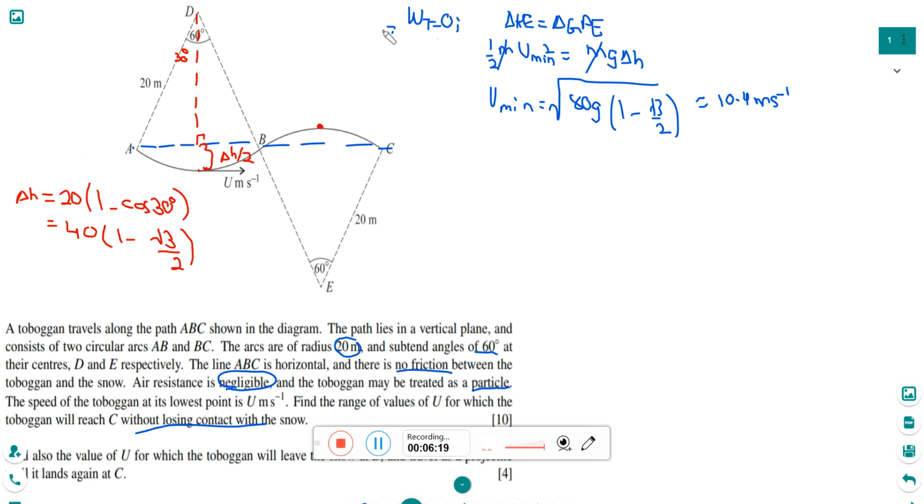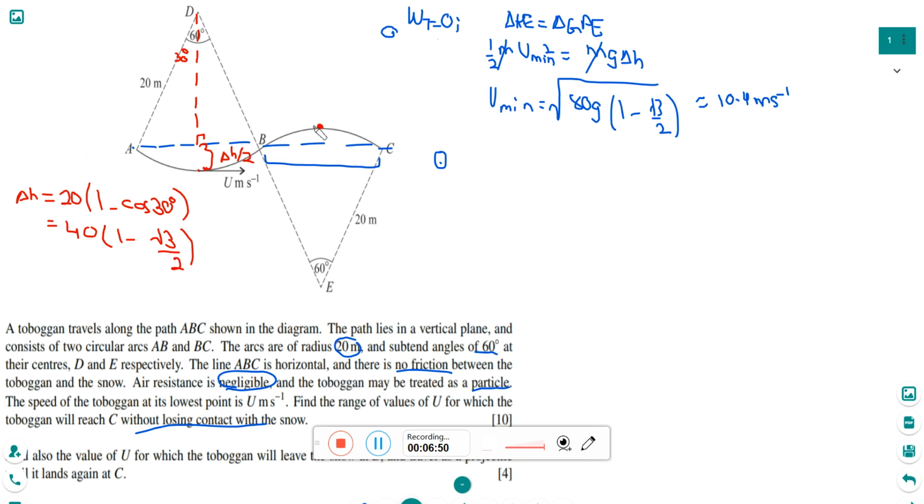Okay, for the second part, sorry for my handwriting. For the second part, the maximum velocity is required when u is too large, so that the normal reaction at some point between B and C is 0. Centripetal force at B is greatest and the normal component of weight is least.